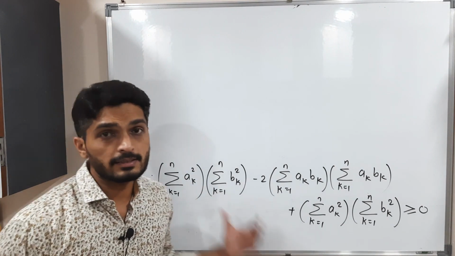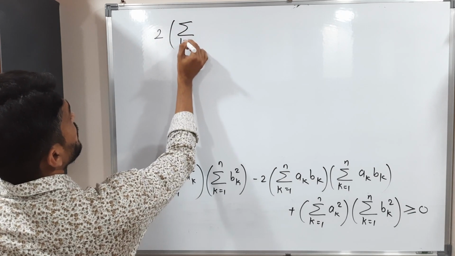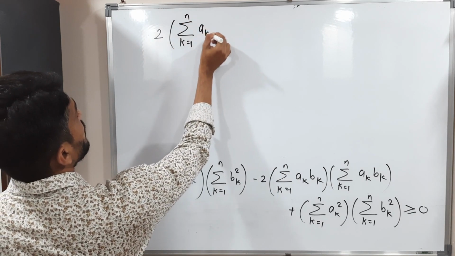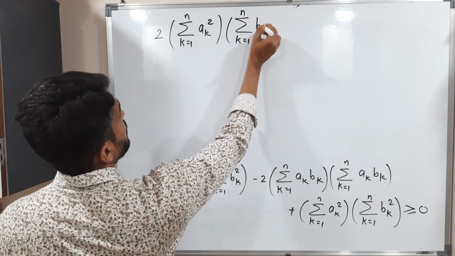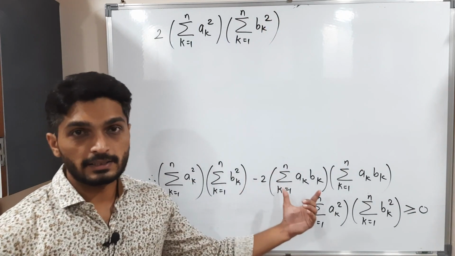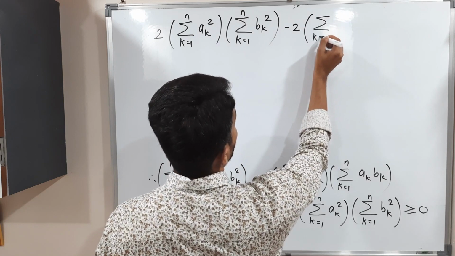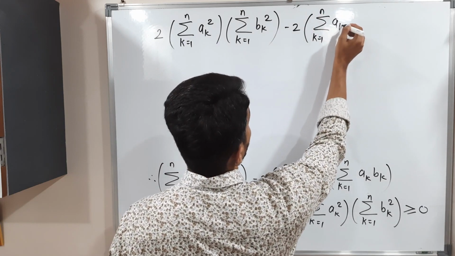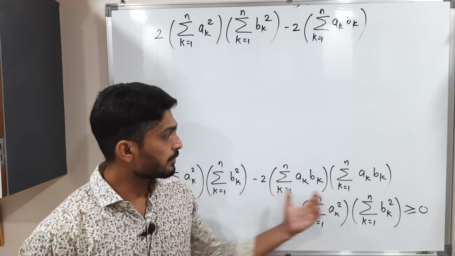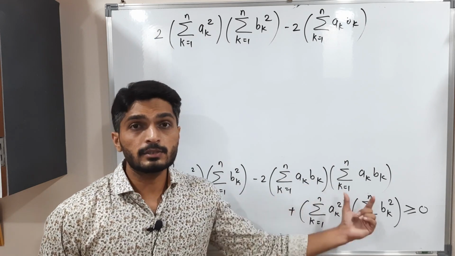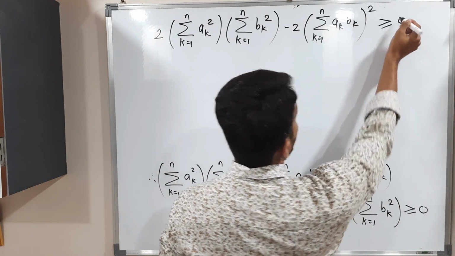See, these two brackets are same. So that's why if you add, we will have 2 into summation k running from 1 to n ak square, right? Summation k running from 1 to n bk square, right? Minus product of these two brackets, minus 2 into what we have here, summation k running from 1 to n ak bk, right? And this bracket is also same, no? So if you have product, suppose this is x, this is also x, x into x, you know, x square. So that's why I could write this is bracket square greater than or equal to 0.